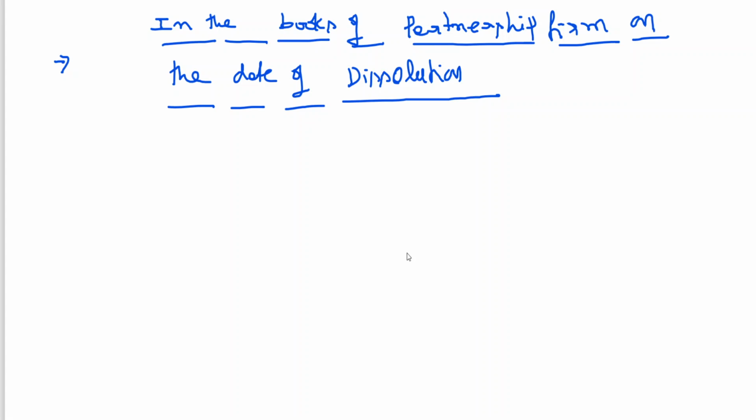Then you have an excluded topic called liquidation. I don't want to merge, I don't want to sell my firm. I'm talking about liquidation of companies, not firms. It is governed by the Companies Act 2013, and the rules and regulations on how a company can be liquidated and the reasons why a company is liquidated.